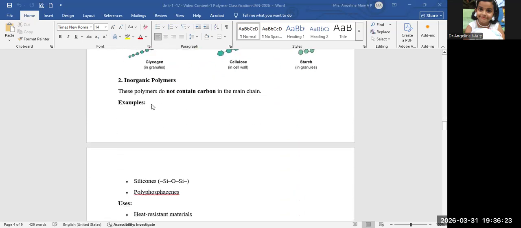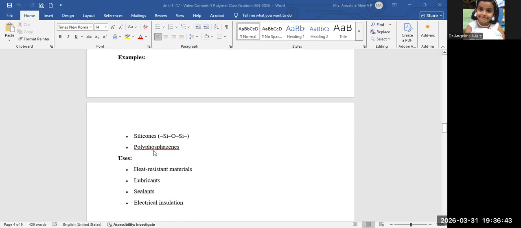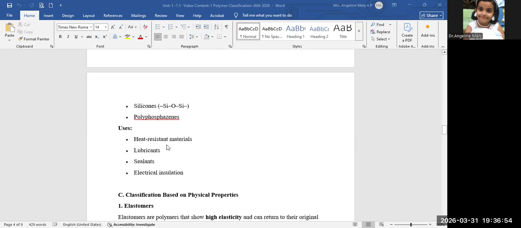The second classification is inorganic polymers. These polymers do not contain carbon in the main chain. But in the case of organic polymers, the carbon atom is the backbone of the structure. In the case of inorganic polymers, it doesn't contain carbon in the main chain. For example, silicones and polyphosphines are the main two examples of inorganic polymers. These inorganic polymers are used in heat resistant materials, and also for lubricants in oils, sealants, and electrical insulation.